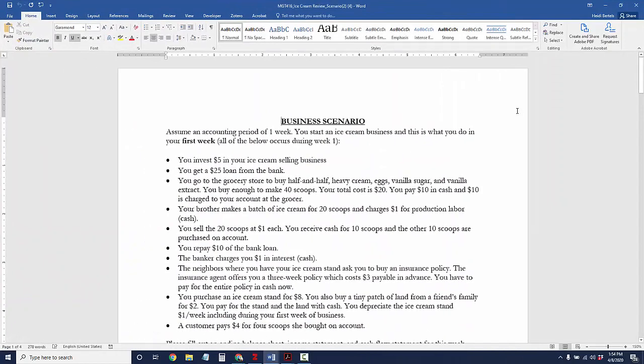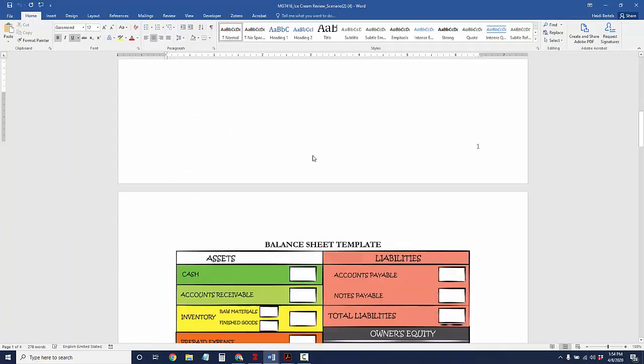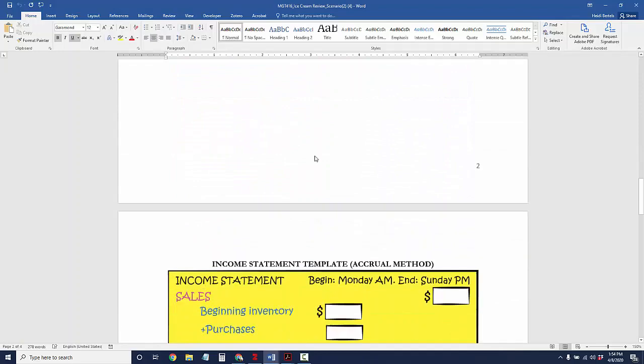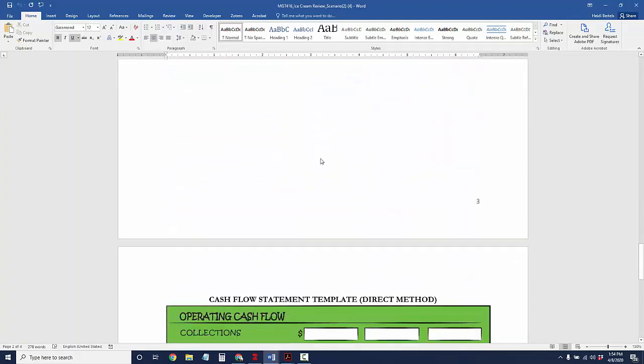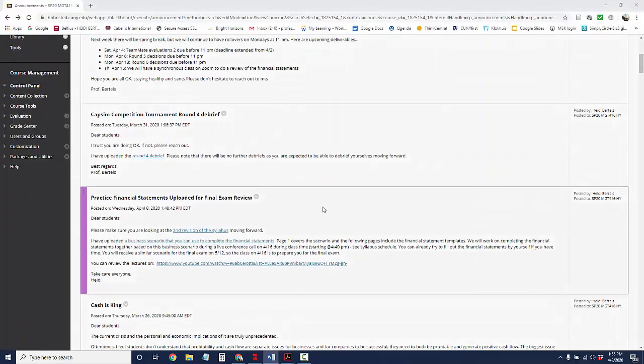it will open up a Word document that looks like this, where you have the business scenario that's identical to what we will cover today during this lecture, as well as the templates for the financial statements. And of course, you will have these templates as well for the final exam. The same announcement also has a link to the lectures on YouTube that cover the financial statements, which you might want to look at if you feel you still struggle with building the financial statements after this review. Of course, feel free to email me as well with any questions or concerns you may have.